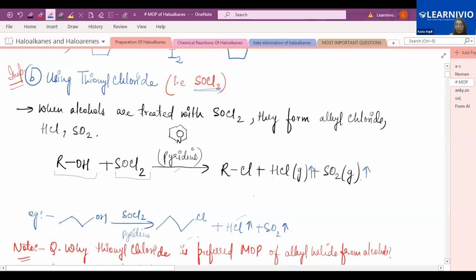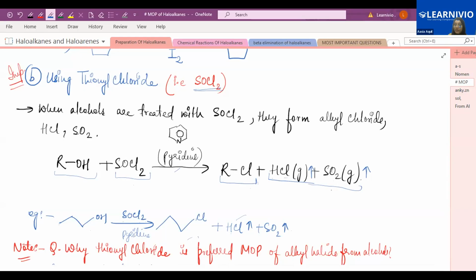So it will give you the corresponding alkyl halide, RCl, and the byproducts are HCl and SO2. Now here's a question: why is this preparative method preferred over all the other methods? This is very important. In this method, in which SOCl2, thionyl chloride, is used, you basically get the product in a pure form.